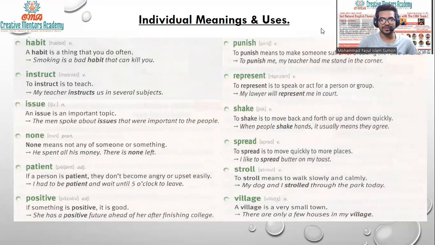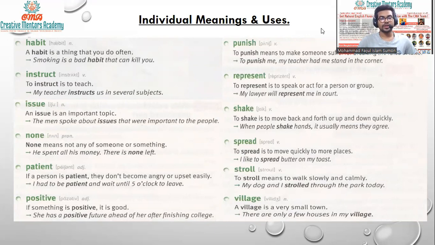Really, it must be delicious butter on toast. Okay, stroll. To stroll means to walk slowly and calmly. My dog and I strolled through the park today. Walk slowly, stroll. It's a verb: strolling, strolled. So please use the verb stroll. Don't say, "Please walk slowly." Just say, "Stroll, please." Okay.